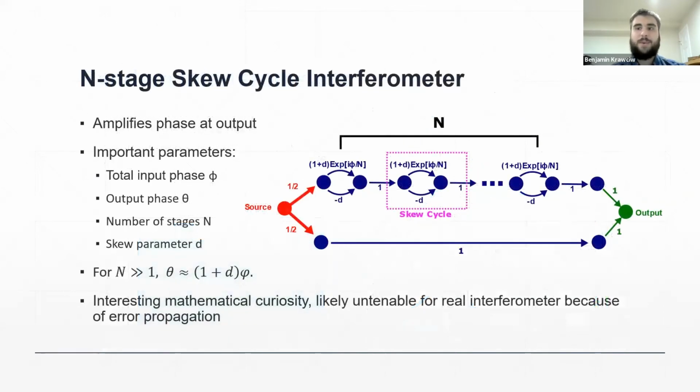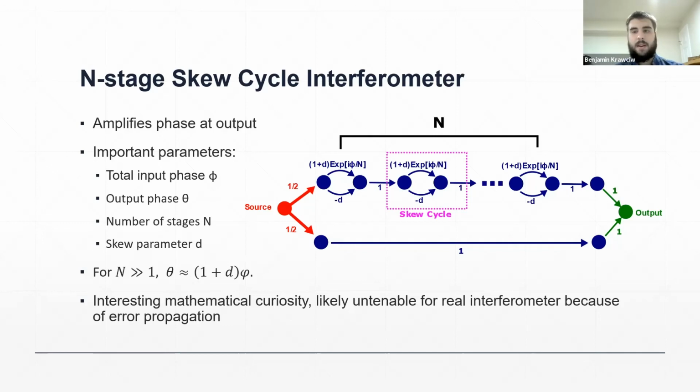The next problem I looked at was given to me as a challenge. For an interferometer where you're making a measurement by changing some phase, that total phase change is some phi. And when you're taking the measurement, the output that you're getting is theta. I was challenged to create an interferometer where theta was greater than phi. And what I came up with was this n-stage skew cycle interferometer. It has the relevant parameters phi, the total input phase, output phase theta, the number of stages n, and the skew parameter d. When you have a very large n value, your theta will converge to 1 plus d times phi.